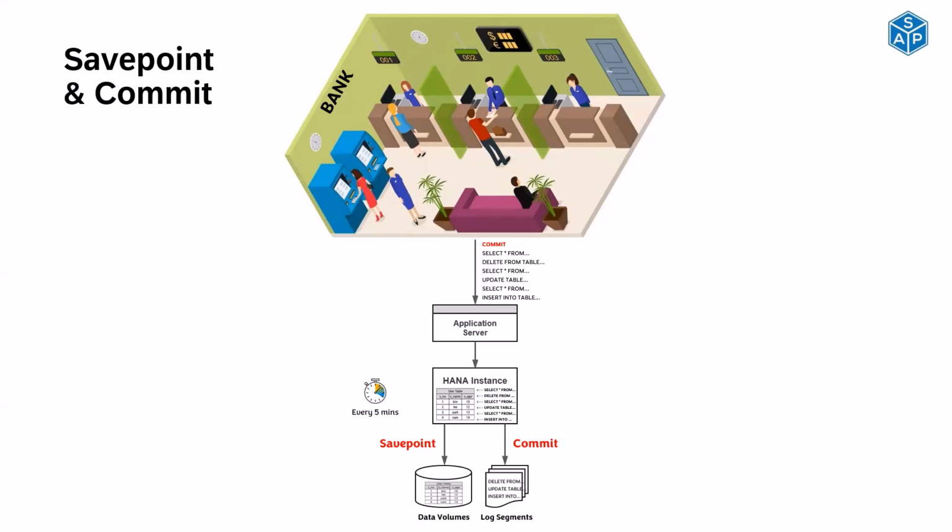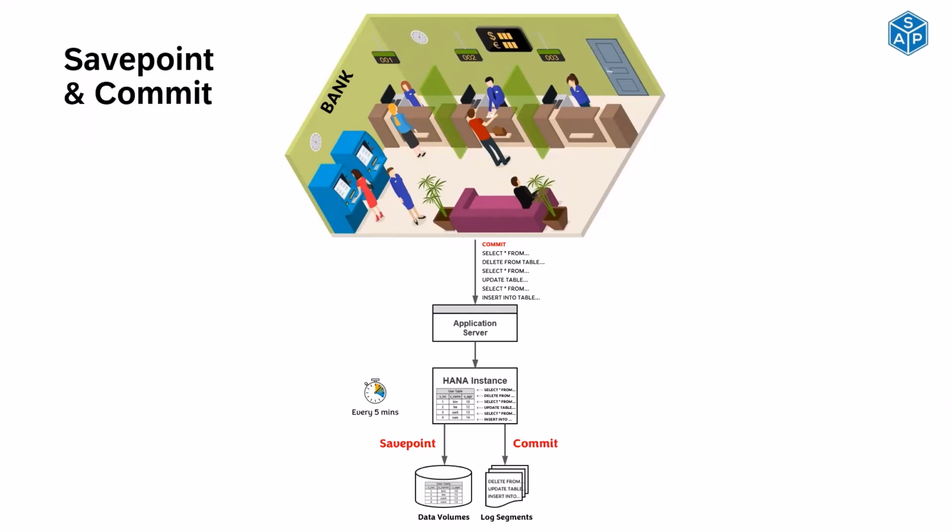Once the front end PC receives the acknowledgement that the data has been written to the log segment, it will allow you to use the screen. You can start with the next transaction. It will ask the next person in the line to come and start the transaction. So till now the data has been successfully stored in your log volume. It has been updated in the table.